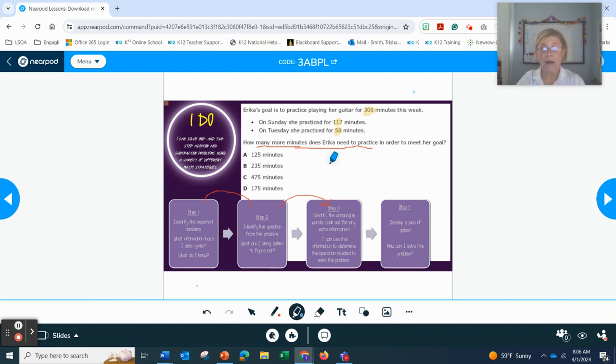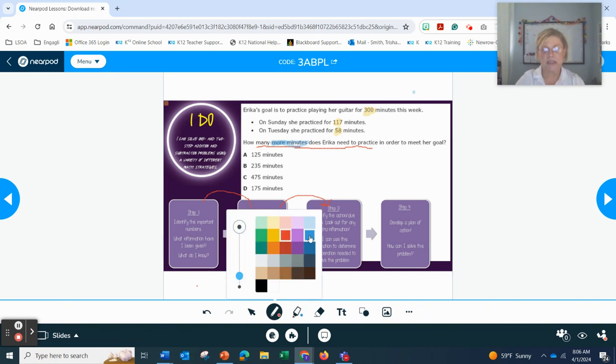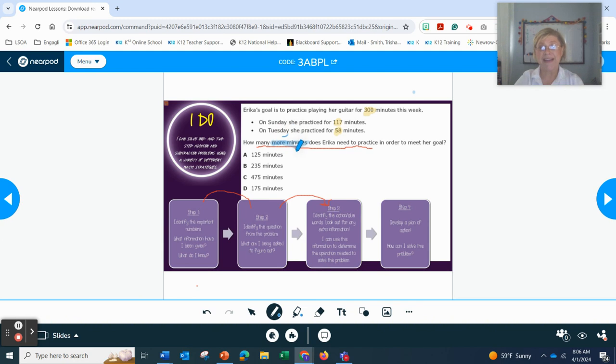I know more minutes. Actually, I'm going to do more minutes. Is a clue word that would tell me it's like a comparison. I'm probably going to need to subtract, so I'm going to put a little subtraction right up here because that's a clue that I need. It's a comparison.